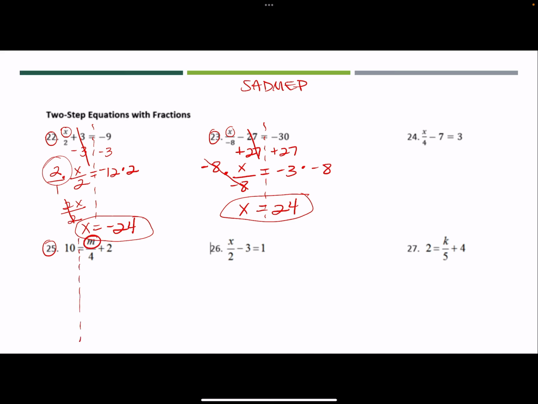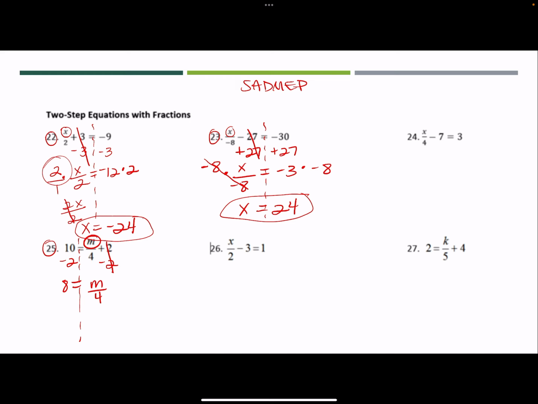But it all kind of still works the same. So there's the m. That's what I'm trying to solve for, right? I have m over 4. In other words, m divided by 4, and then plus 2. I get rid of that plus 2 using inverse operation. So I'm going to subtract 2. 2 minus 2 cancels out because 2 minus 2 is 0, right? I don't need that plus 0. 10 minus 2 over here is 8. And I have m over 4.